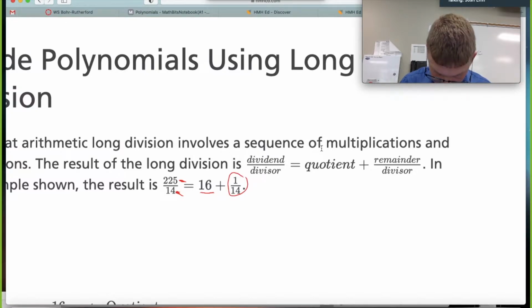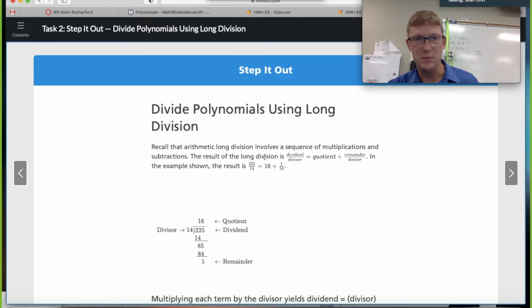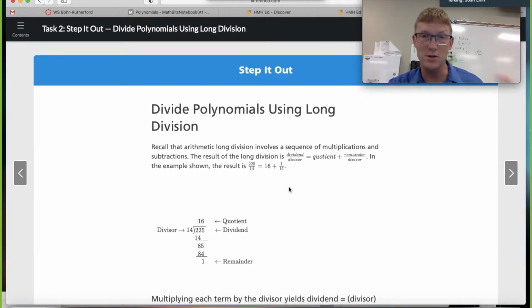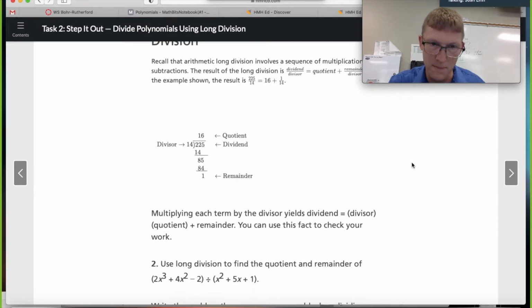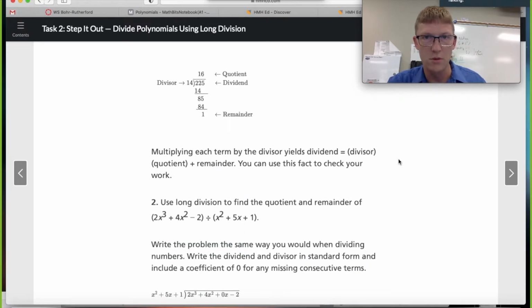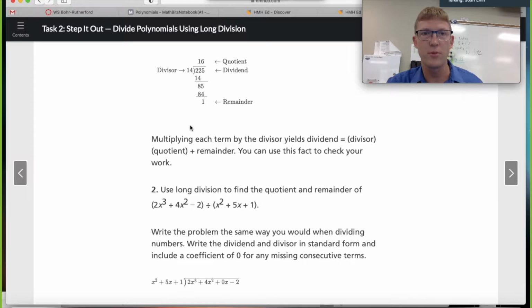Well, actually, I should rephrase that. Our remainder over the divisor. So that's going to come into play a little bit later, especially after you've worked on problems and you enter it in and then you get it wrong. It's probably because it's not in this format, which can be frustrating, but deal with it. So let's see here. Multiply each term by the divisor yields a dividend. So we already talked about that.